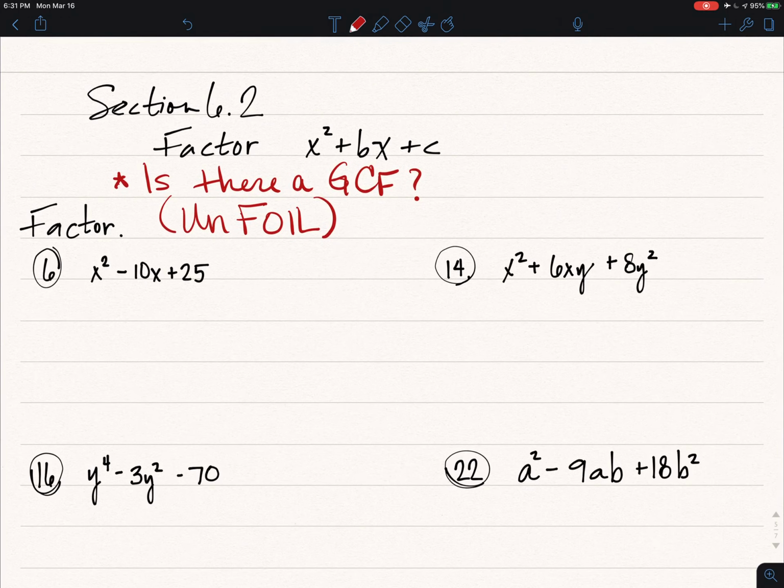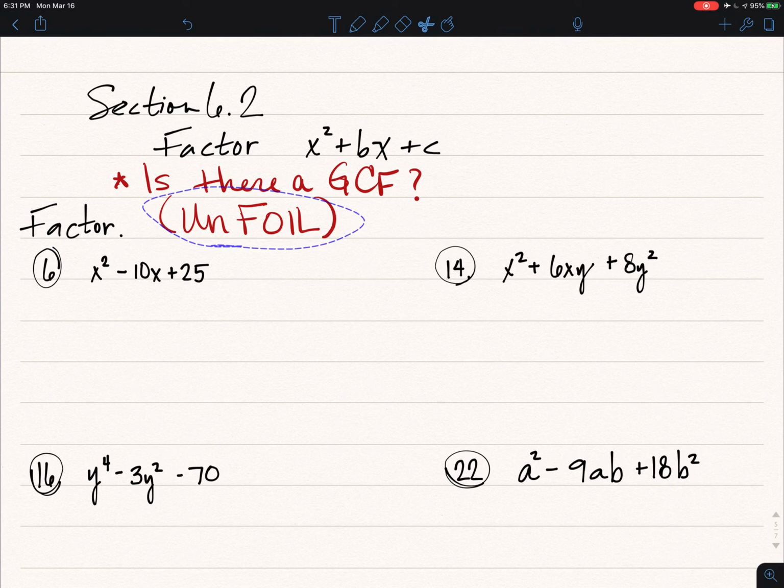So this is the section 6.2 worksheet, as I noted before. And the first thing that you want to ask yourself is a question that we learned about back in section 6.1. Is there a GCF? And so we'll be asking that question as we go along. Notice that my directions say that I should factor. Factor is basically the same thing as unfoiling.